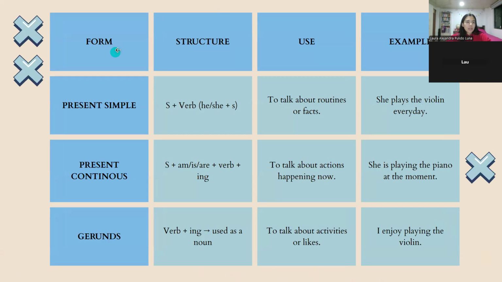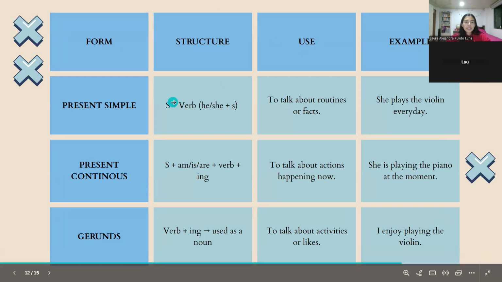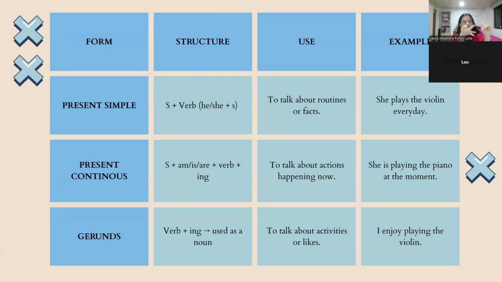Now, here we have a chart. This is a chart of the difference between the present simple, the present continuous, and the gerunds, okay? So it is clearer for you. The first one that we have is the present simple. The present simple is only used to talk about routines. For example, I teach every Wednesday. So it is a routine.